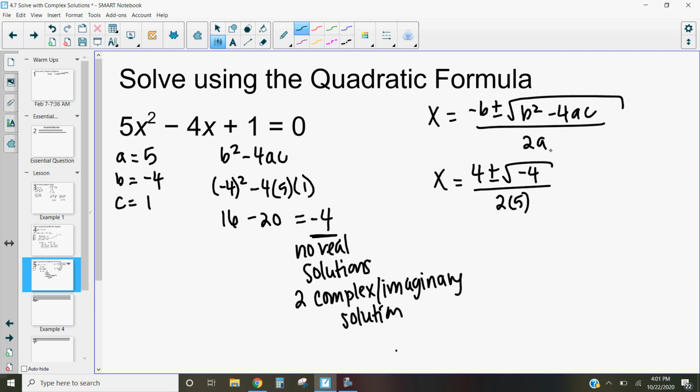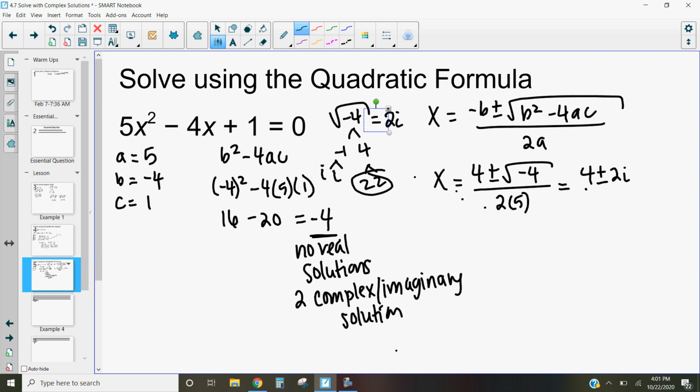So then the square root of -4, well, if we take the square root of -4 and we break it down, we get -1 and 4. 4 breaks down into 2 and 2. -1 breaks down into i and i. So this ends up being 2i. So then we can rewrite this as being 4 plus or minus 2i over 10.